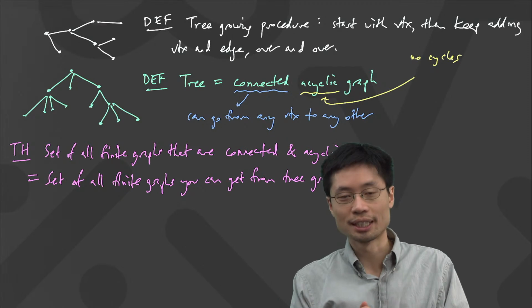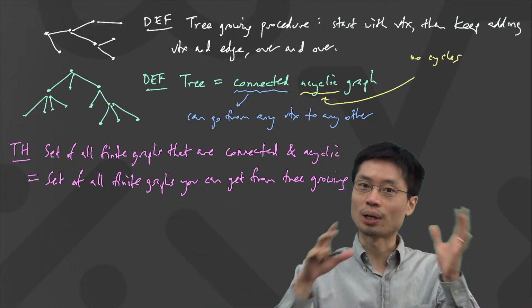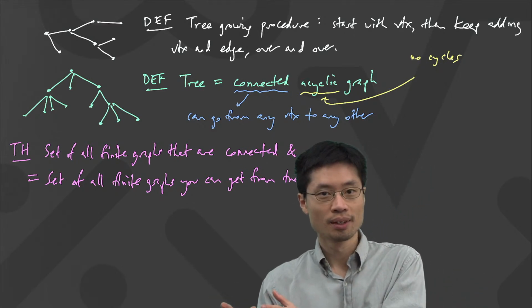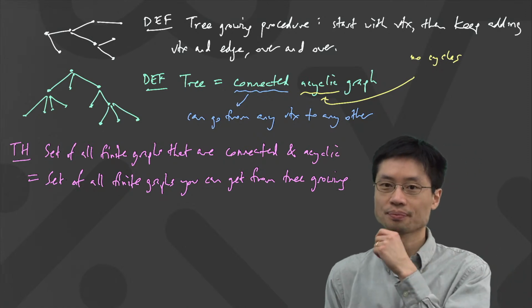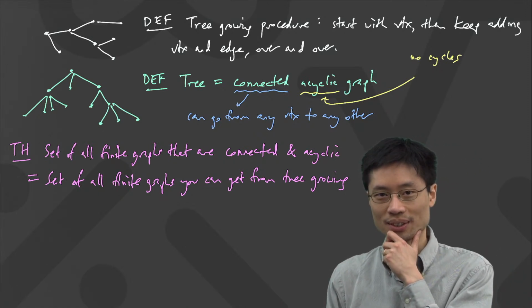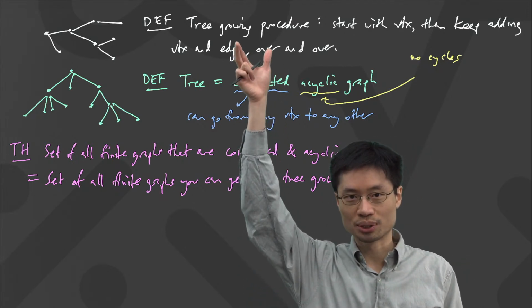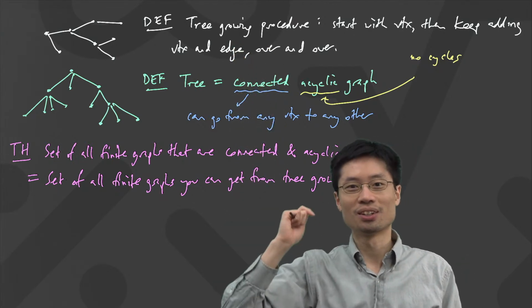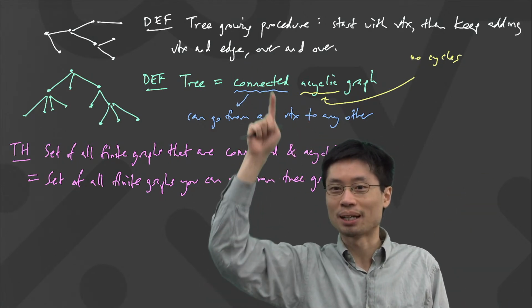If I need to show they're the same, what I need to say is, when you prove two sets are equal, you show that everything in one set is also in another one, and then you show that everything in the other set was also in the first. Which of these is easier? What do you think? Do you think it's easier to show that everything you can make from the tree growing procedure is connected and acyclic? Or do you think it's easier to show that everything which is somehow connected and acyclic can be made by the tree growing procedure?